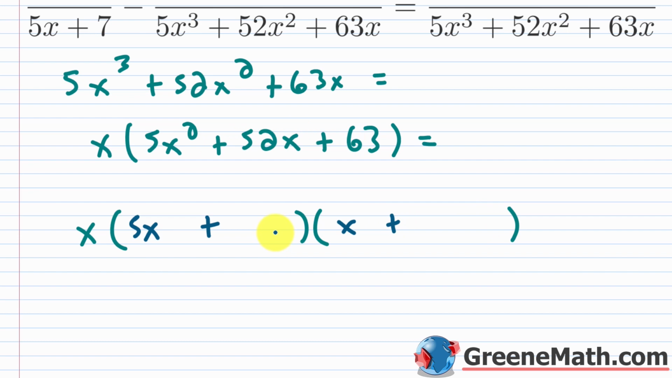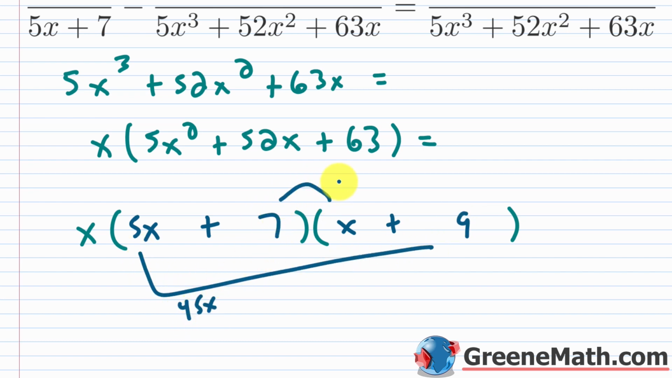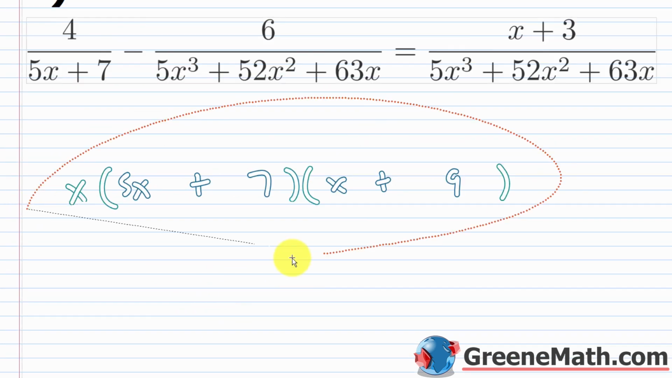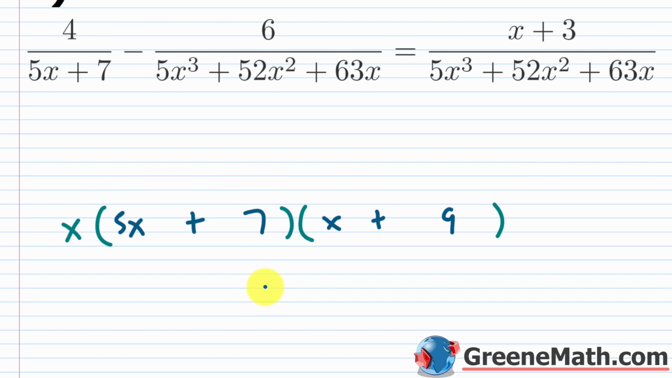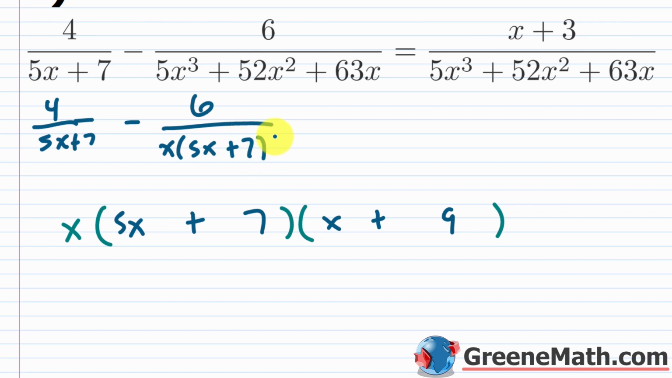So then you would have 9 and 7. So would that work? If you put a 9 here and a 7 here, your outer is going to be 45x and your inner is going to be 7x. Well, 45x plus 7x is 52x. Okay, so this is our factorization of this guy. Let me erase everything. And I'm going to have to write this really, really small to fit everything on the screen. 4 over 5x plus 7. And then minus, you'll have 6 over this guy right here. So x times the quantity 5x plus 7 times the quantity x plus 9.